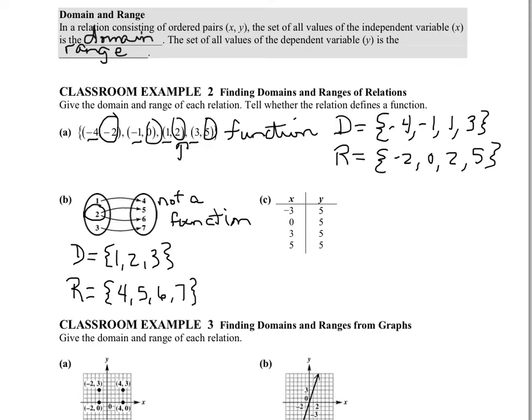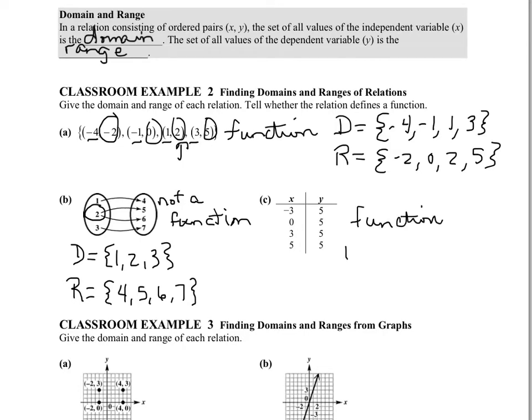Look at example C. These are not written as ordered pairs, although we could easily put them as ordered pairs. Instead, it's written as a table. But much like the last example, our x's are already separated from our y's, so domain and range should be simple for us. How do we decide if we have a function? All we have to check would be x values. Are they all different? And the answer is yes. That means this is a function.